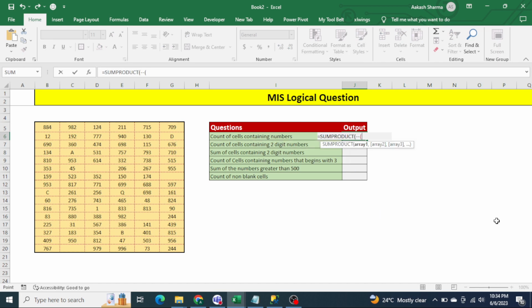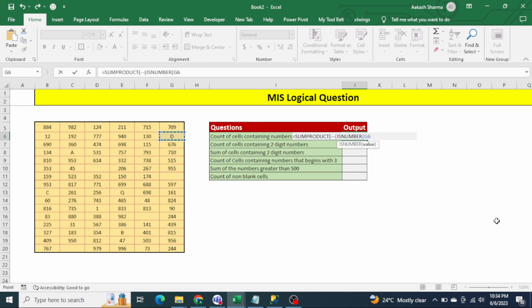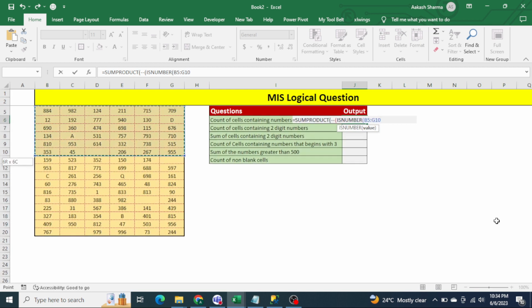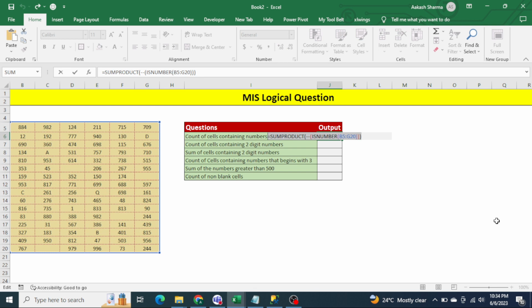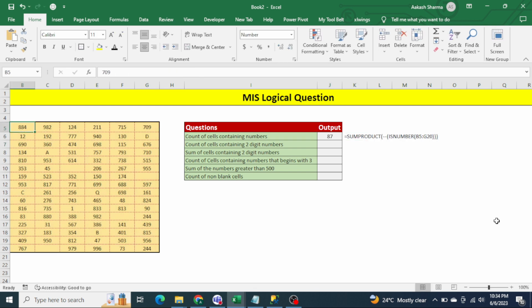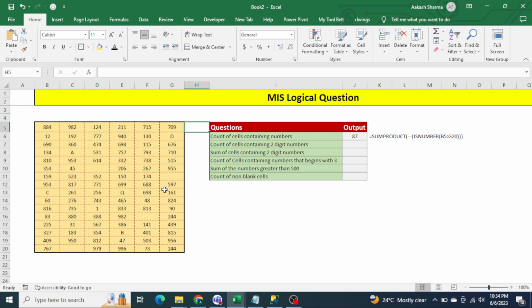then a double hyphen, and directly I need to provide one more formula, ISNUMBER, and give the range like this. At the moment we have given this range and closed all the brackets. Now we need to press Ctrl Shift Enter. As soon as we press it, we get our output here, 87. Let's count how many cells we have in this range. Total 92 cells, you can see on the bottom side. Out of 92, 87 are those cells which contain a number. All right, so this is what we have done.